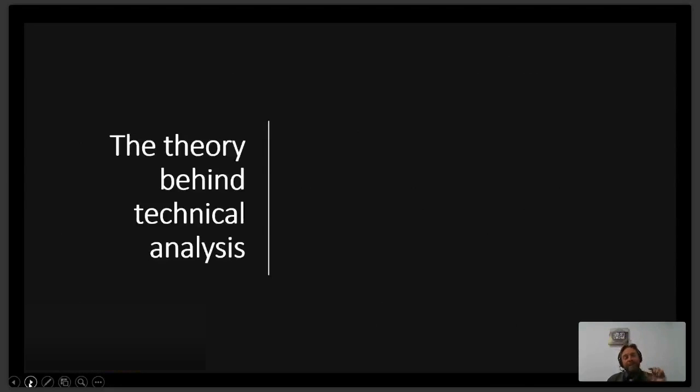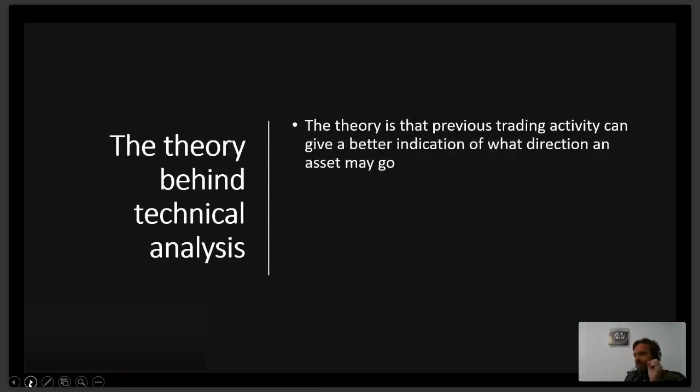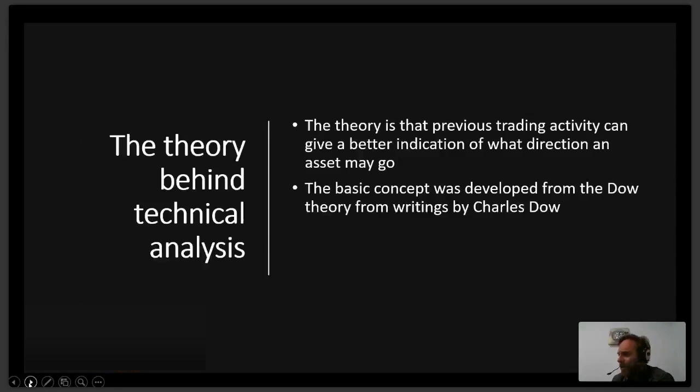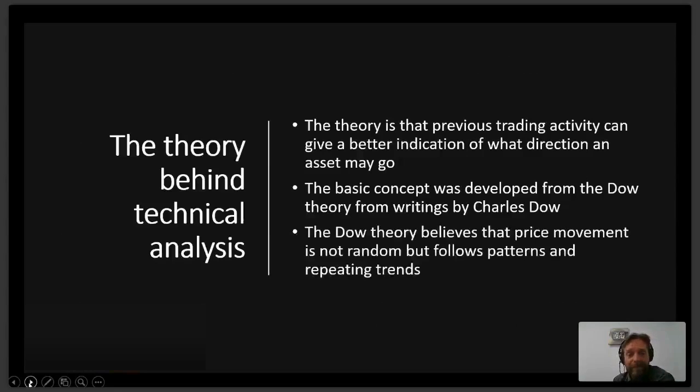Now, the theory behind technical analysis is that previous trading activity can tend to give a better indication of what the direction of an asset may go, what the buyers and sellers are actually doing. That's the theory behind it. The basic concept was actually developed by the Dow theory, by the writings by, cleverly and very inventively, Charles Dow. The Dow theory believes that price movement is not random, but in fact it follows patterns and repeating trends.